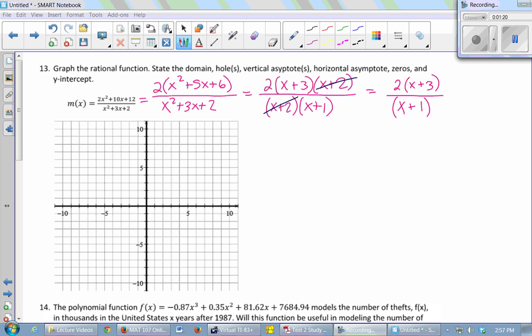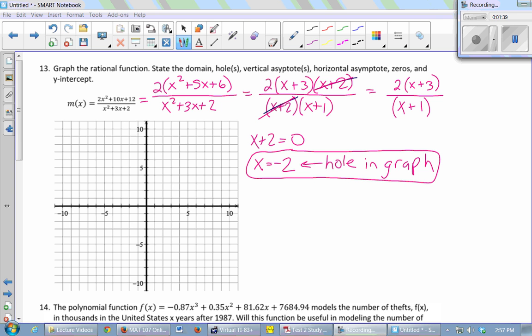So we have a hole. Anytime you have common factors on the top and the bottom, you set that equal to 0, and that gives you the location of a hole in the graph. Okay, so we'll just keep that in mind. We have a hole in the graph at x equals -2.